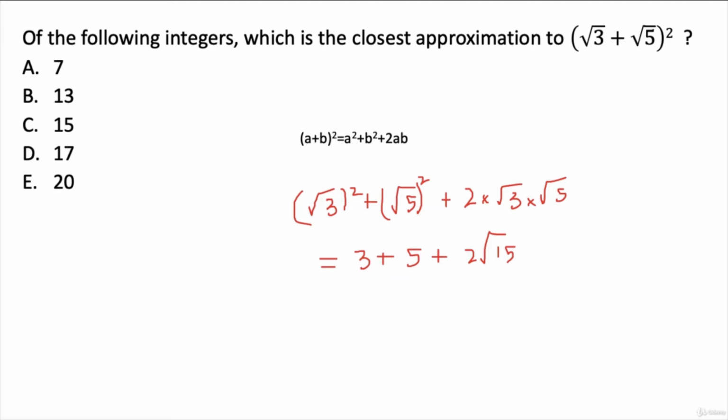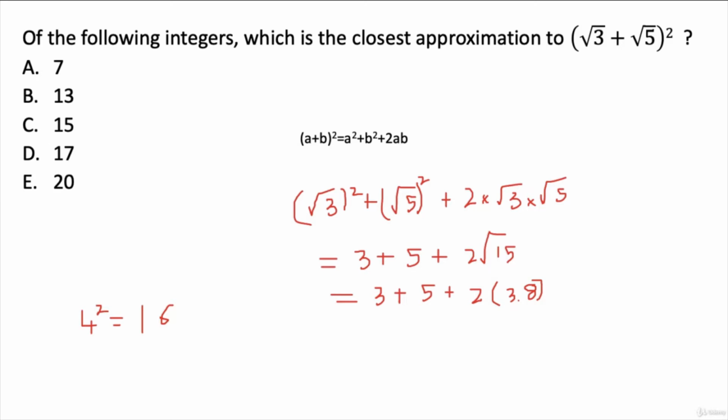Now, to calculate root 15 by hand during the exam becomes a very difficult task, and hence we use a trick known as approximation. We know that 4 square equals 16. So root of 15 would be somewhere near to 4. Let's say I take the value of root 15 at approximately 3.8.